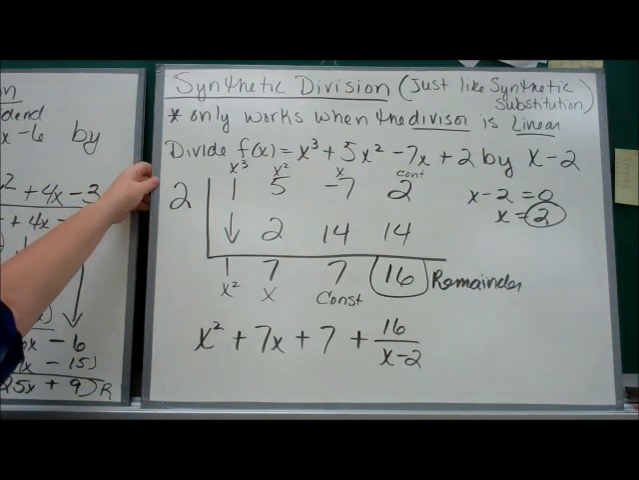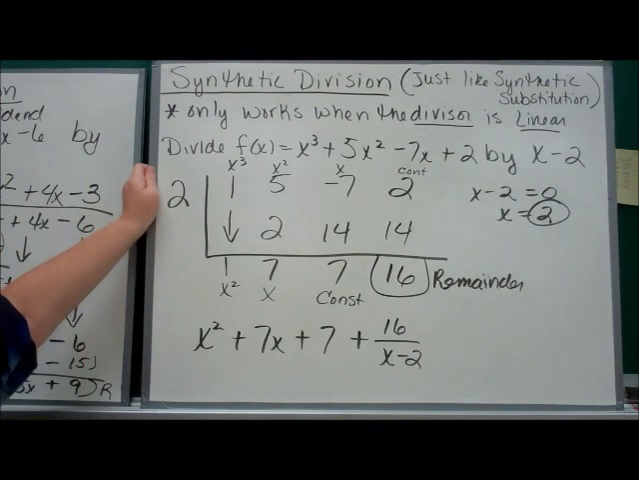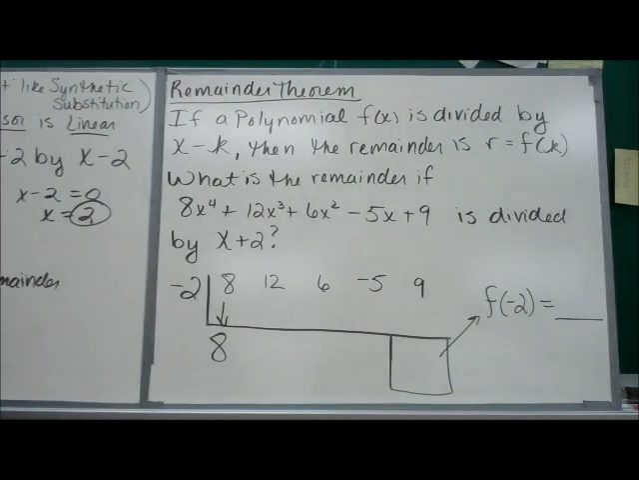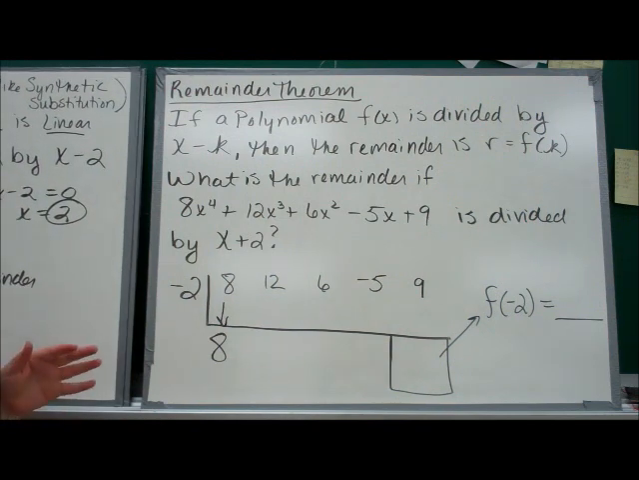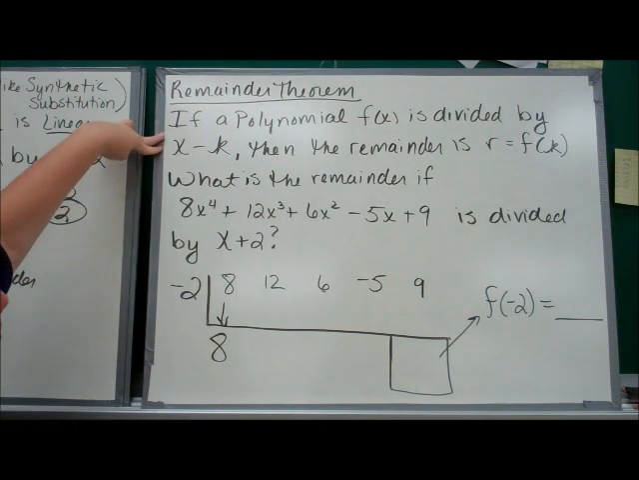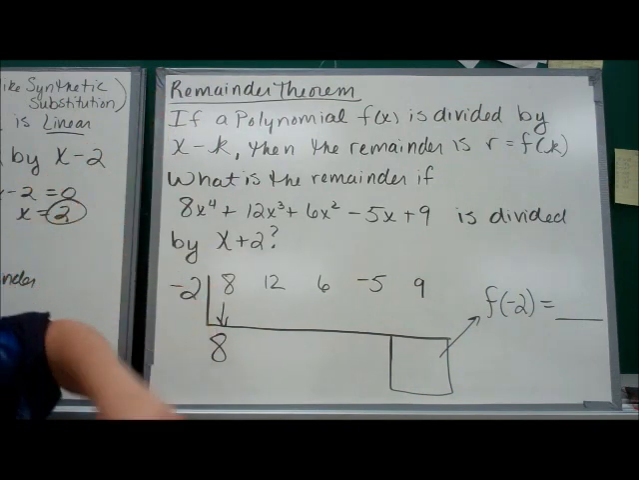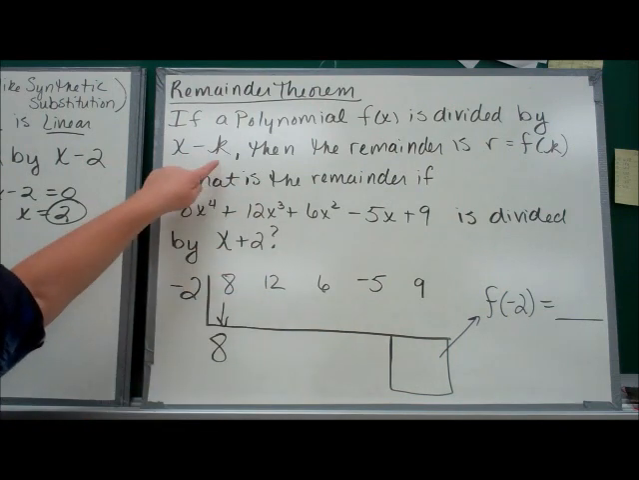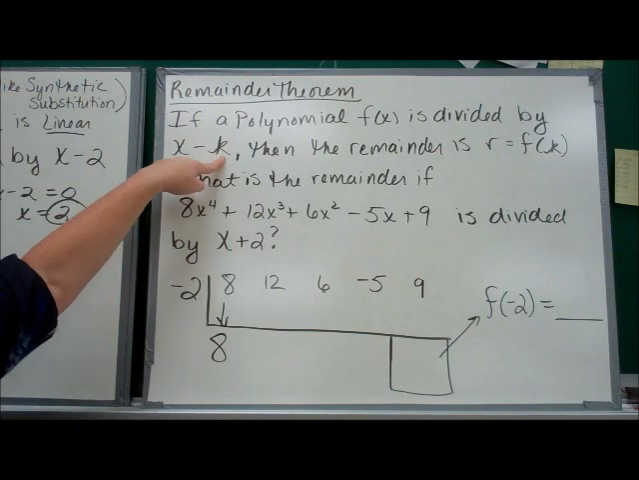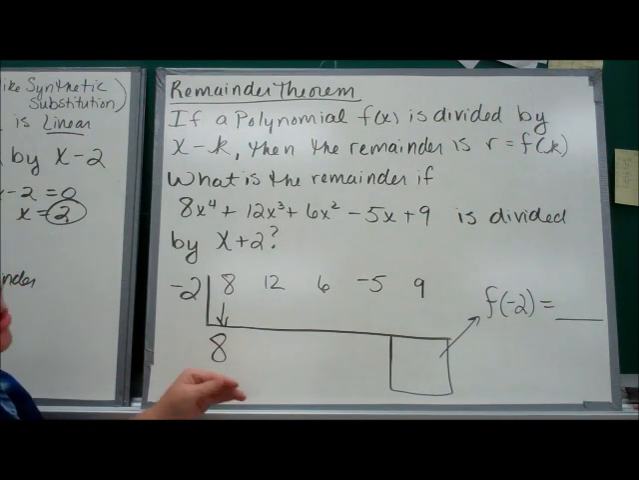Alright. We're going to use synthetic division as much as we can, but again, it'll only work with linear divisors. The remainder theorem. Okay? Well, the remainder theorem, if a polynomial f of x is divided by x minus k, then the remainder is r equals f of k. What does that mean? Well, that means if you substitute k into your polynomial, whatever your final answer is, that's the remainder if you divide it. That's why we're able to do the synthetic substitution the way we are.